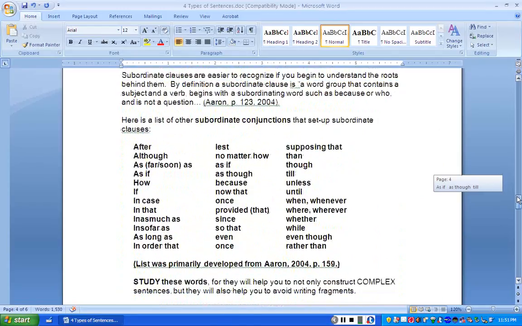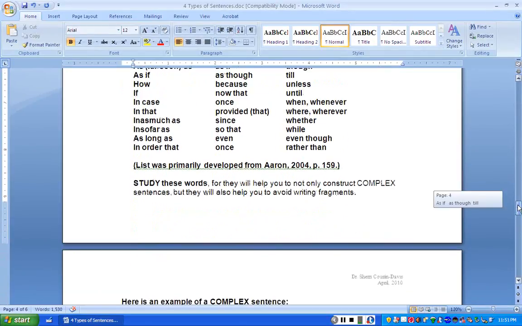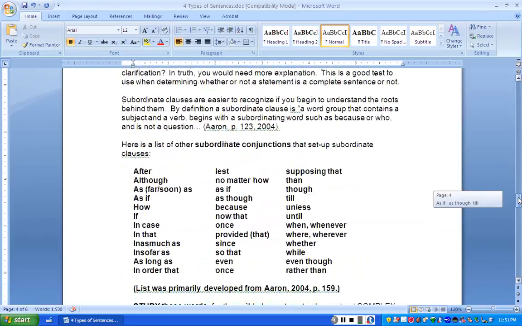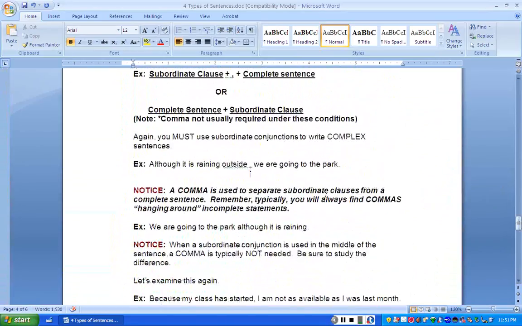Now, complex sentences, as I said, join a dependent clause, which is an incomplete sentence, with what? A complete sentence. So first, before I even get into the dynamics, I just want you to look at one. I'm going to scroll down. Let's take a look at this before I even explain how to construct them. Although it is raining outside, comma, we are going to the park. So, we need to first identify what part of this sentence is incomplete in nature.